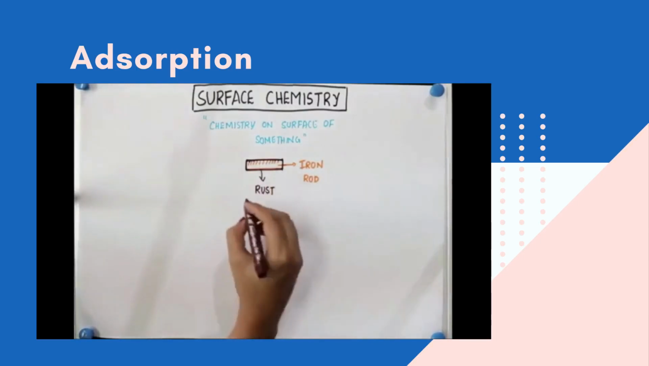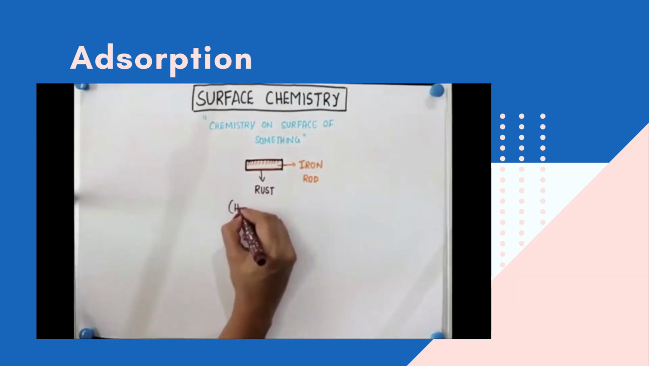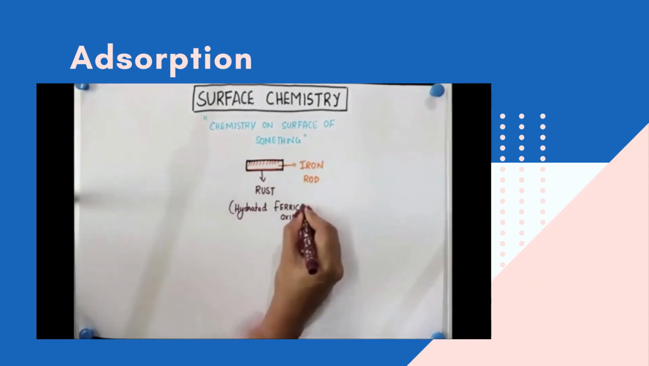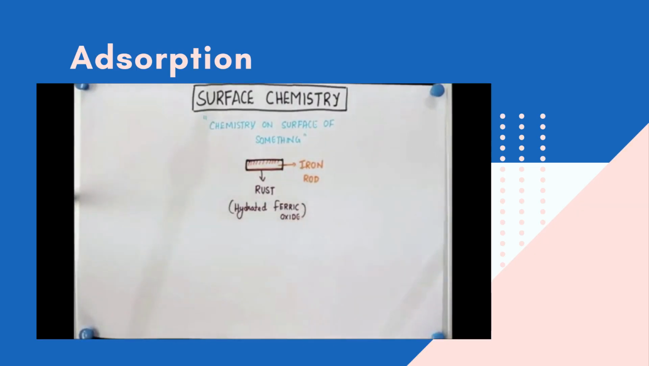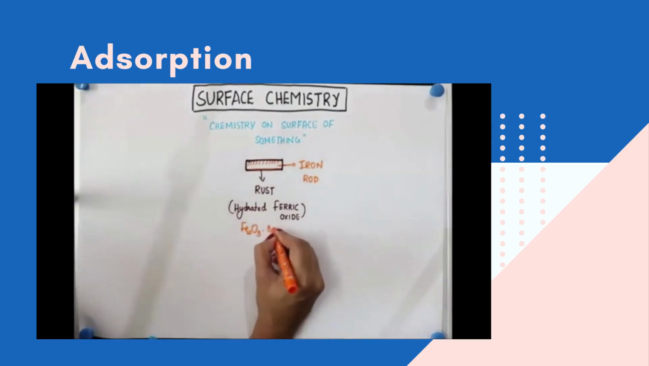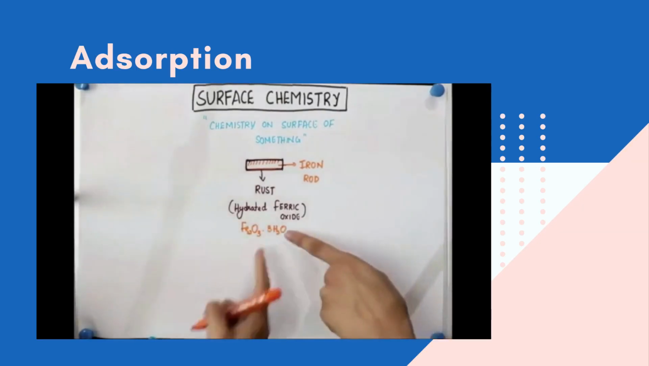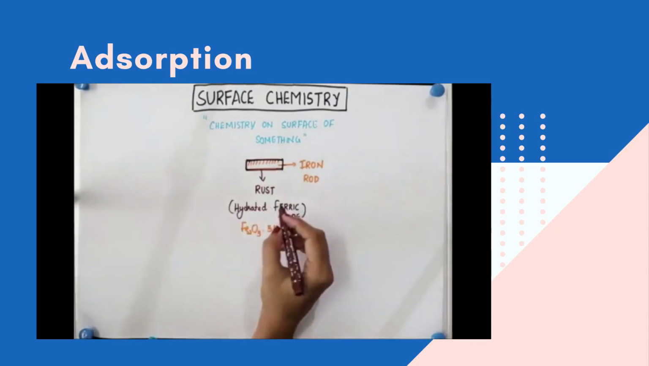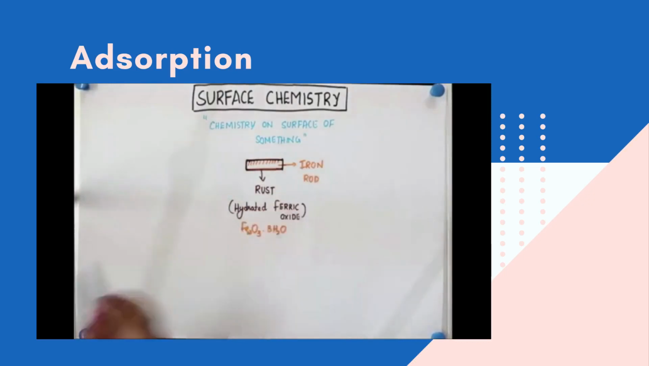So now this rust is nothing but, in chemical terms, hydrated ferric oxide. That's the chemical name for rust. Don't you want to write a chemical formula there? I'm pretty sure our viewers would want to know the chemical formula. Okay, it is Fe2O3.3H2O. This is the hydrated part, and this is the ferric oxide. So, in surface chemistry, we have names for rust as well as the iron rod.